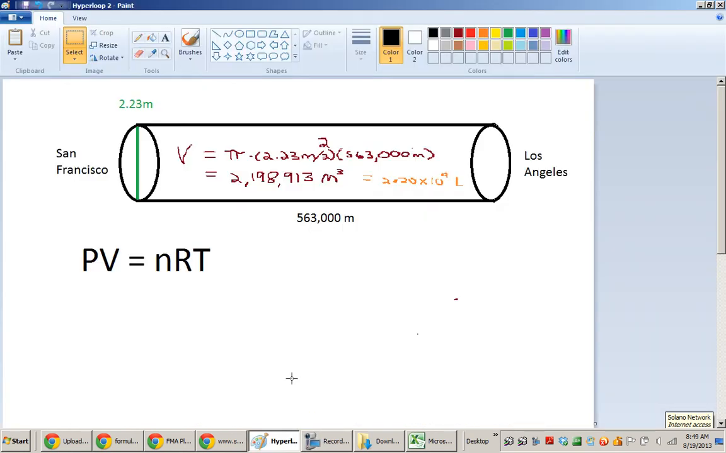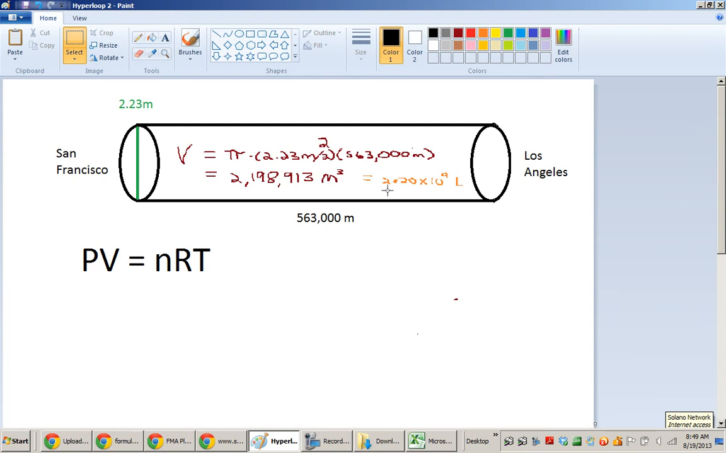His proposal suggests idealizing it as a big cylinder with 563 kilometers of length, or 563,000 meters. The proposal also says the inner diameter, the inside of the tube, would be 2.23 meters. And you can use this information to calculate the volume of the tube by using the formula volume of a cylinder equals pi r squared height, where the length is the height in this case.